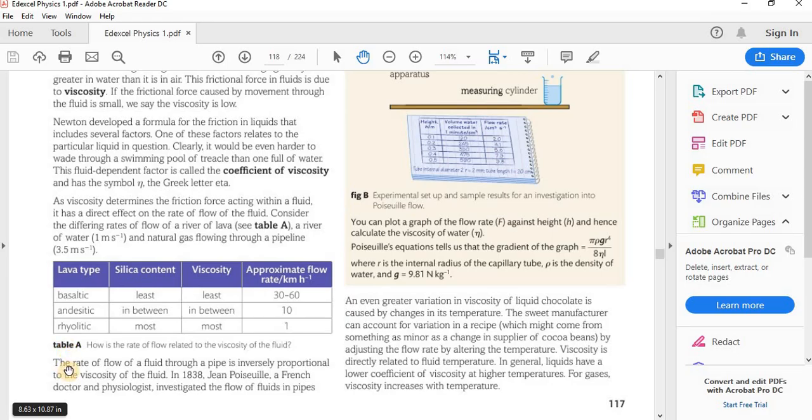For example, ketchup has a high viscosity. It has a high viscosity because it has a high coefficient of viscosity. So it flows slower. Okay, so this one, basaltic, least viscosity, 30 to 60 kilometers per hour is the flow rate. Very least silica content, least viscosity. And then if you look at the last one, rhyolitic, most silica content, then most viscous, and therefore the flow rate is least out of those three.